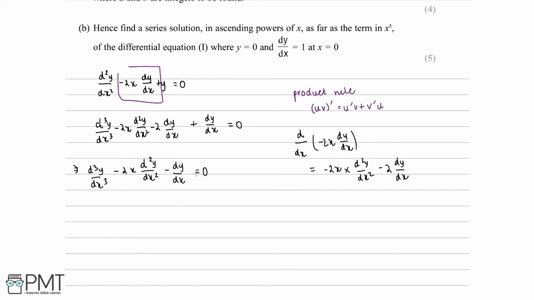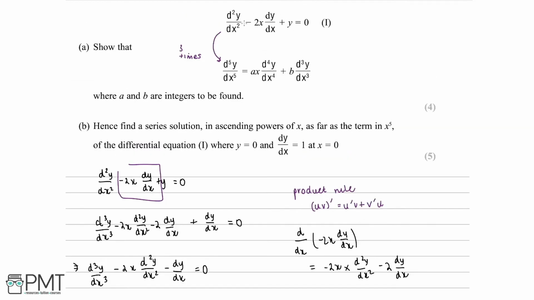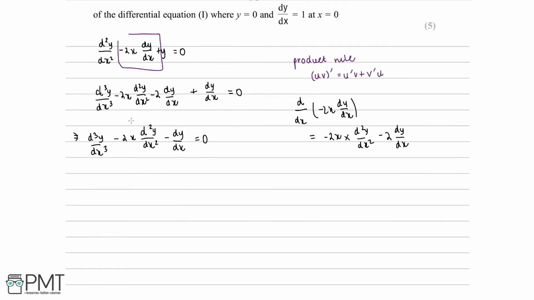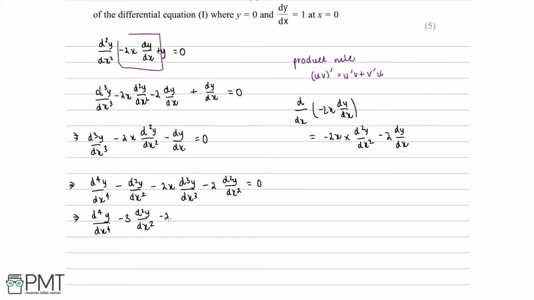Now this is what we get when we differentiate our initial equation I once, so let's differentiate it 2 more times. So if we differentiate it 1 more time, remembering that we're differentiating each term and using the product rule on the middle term, we get the fourth derivative of y minus the second derivative of y minus 2x multiplied by the third derivative of y minus 2 times the second derivative of y is equal to 0. And we can simplify this once again to give you the fourth derivative of y minus 3 times the second derivative of y minus 2x multiplied by the third derivative of y is equal to 0.